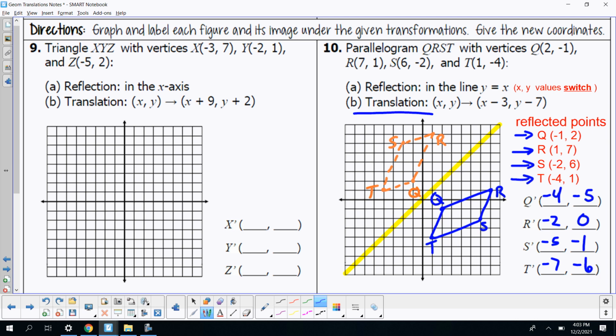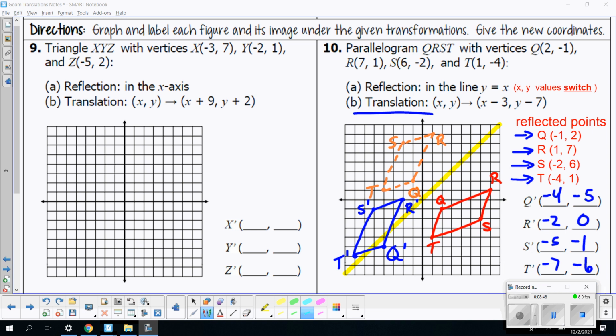So we're going to now slide the orange graph to get our final transformation. So go ahead and pause the video and graph those points. Okay, so this is our final transformed graph that we were looking for. We did a reflection over the line y equals x, and then we translated the graph to the left 3 and down 7. All right, let's take a look at number 11.